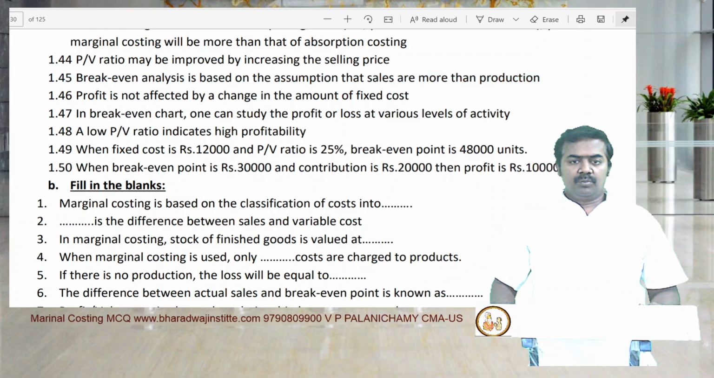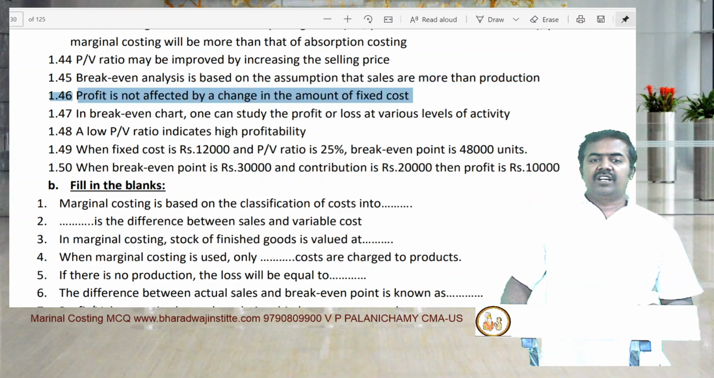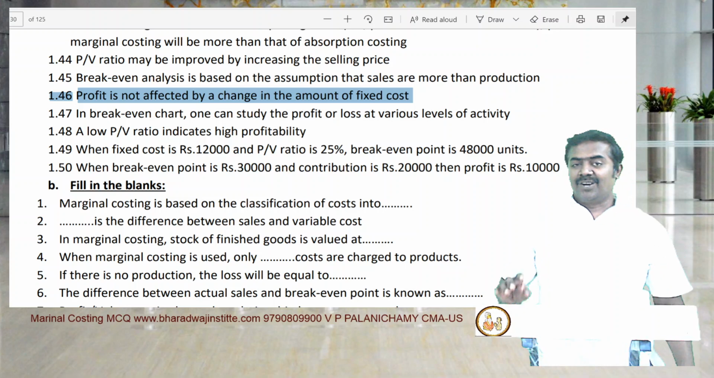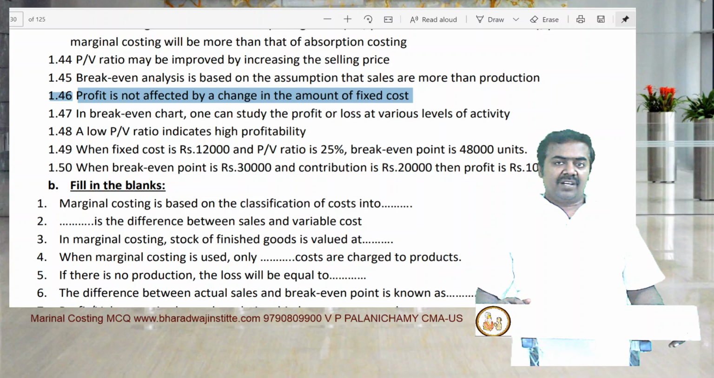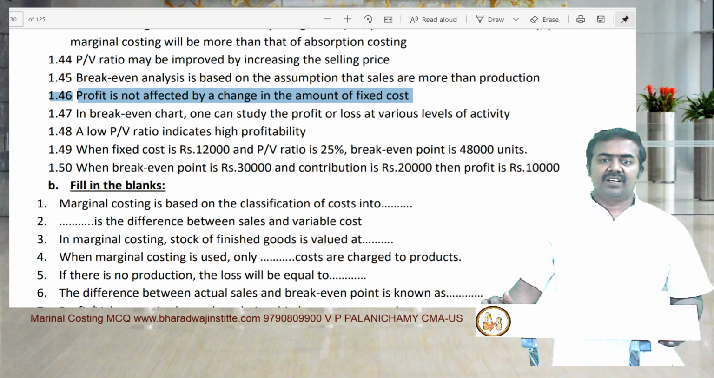False. Profit is not affected by the amount of change in fixed cost. Contribution minus fixed cost, we work out profit. Whether profit is not affected or affected? Profit is affected by the amount of change in fixed cost.